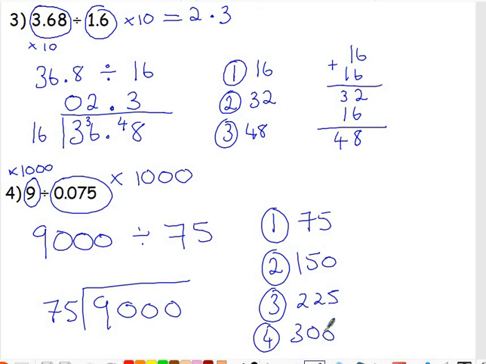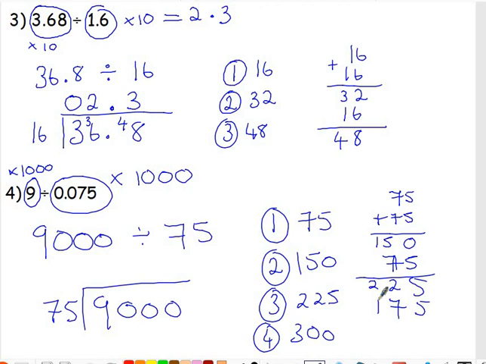Or you could do it as a tower sum again. So 75 add 75, 5 add 5 is 10, 0 down carry 1, 7 add 7 is 14, and the 1 is 15. 15 add 75, 0 add 5 is 5, 5 add 7 is 12, 2 down carry 1, 1 add 1 is 2, 225 add 75, 5 add 5 is 10, 0 down carry 1, 2 add 7 is 9 and the 1 is 10, 0 down carry 1, 2 add 1 is 3, 300.